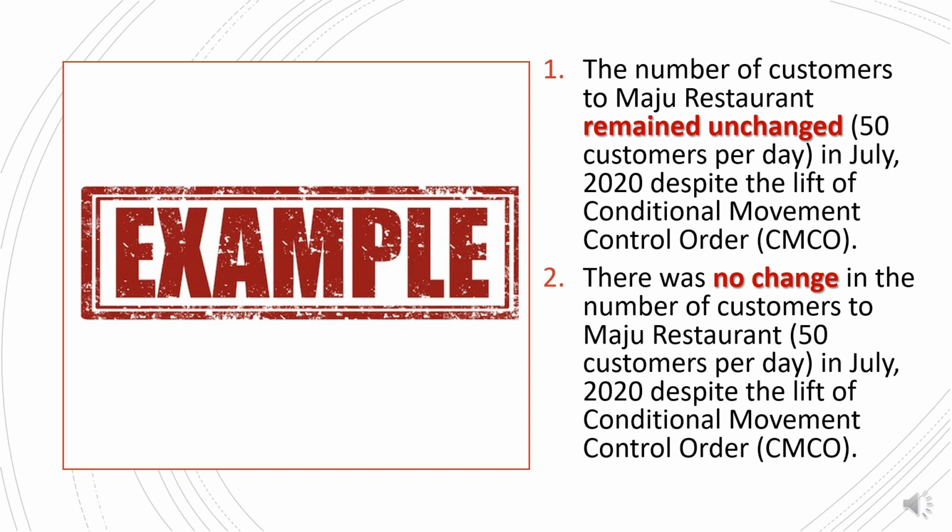These are the examples. For number 1, the number of customers to Maju restaurant remain unchanged, in parentheses 50 customers per day in July 2020 despite the lift of Conditional Movement Control Order or CMCO. So the verb which I used was remain unchanged. Now what if I want to change it to a noun? So you can see the second example. There was no change in the number of customers to Maju restaurant, in parentheses 50 customers per day in July 2020 despite the lift of Conditional Movement Control Order or CMCO.